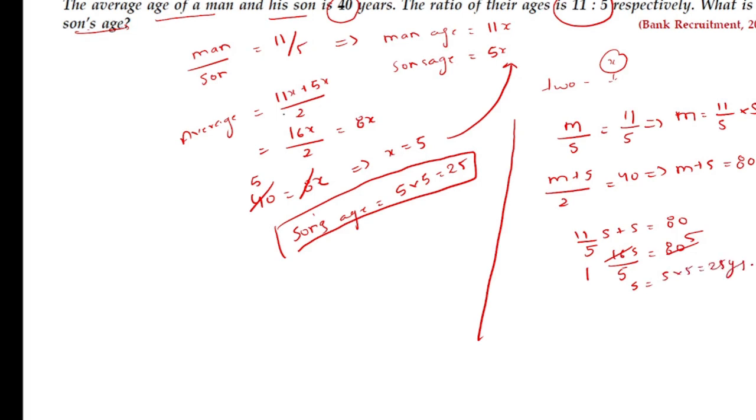So this is a technique where we take x as some value, we add and get the value of x, and we multiply that x with the corresponding person's ratio, and we get the answer.